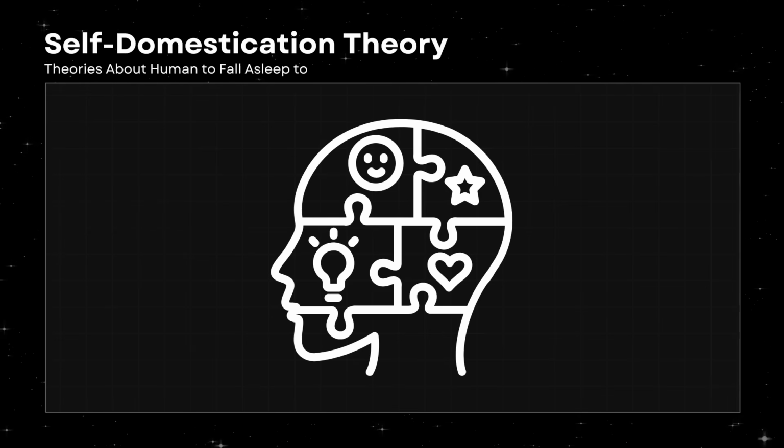Another part of this theory is the idea of neoteny. This term means keeping youthful traits into adulthood. Domesticated animals often show this. Puppies stay playful, and even adult dogs act like young wolves in many ways. Humans do this too. Adult humans play, laugh, and explore in ways that most adult primates do not.